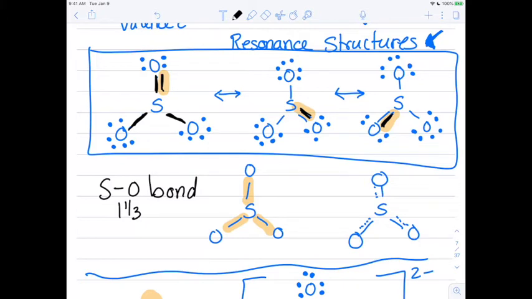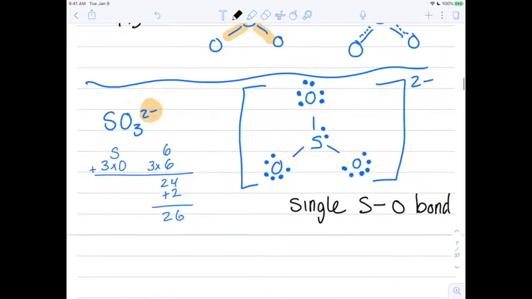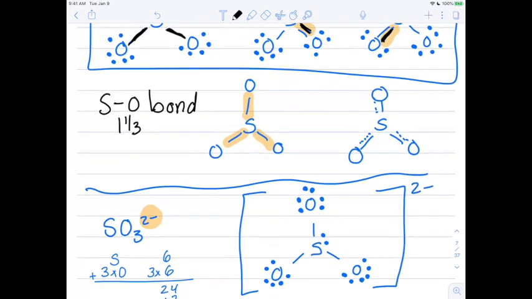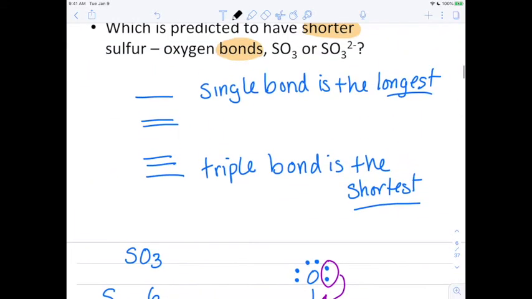Okay, so if you had to make a guess between the single bond and the 1 1/3 bond, which one would be shorter? Would the single bond be shorter or the 1 1/3 bond be shorter? All right, so I'm seeing both. I'm seeing the 1 1/3 and I'm seeing the single. Anybody else want to vote? Okay, so let's go back to this right here because we're getting mixed.